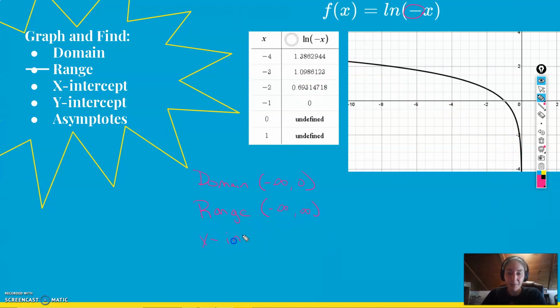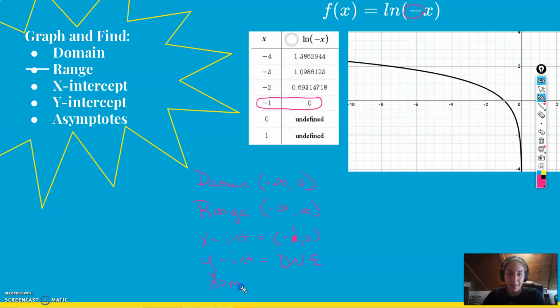And x-intercept. So where does this thing cross the x-axis? It crosses here when x equals -1, as we could also see right here from the table. So at -1, 0. -1, not x, -1, 0. The y-intercept, in this case, we can see it never actually hits y, so we don't have one.